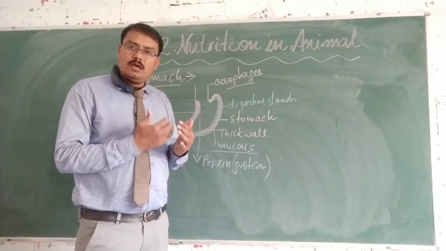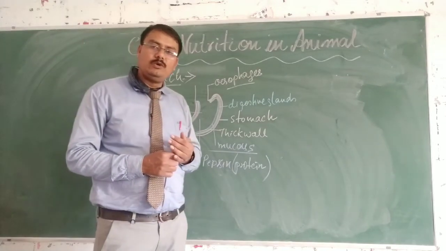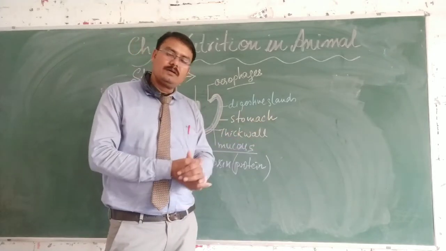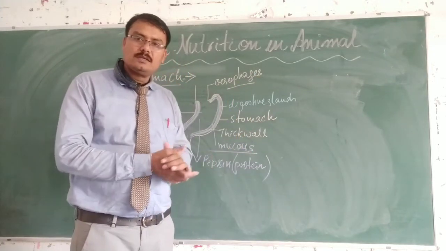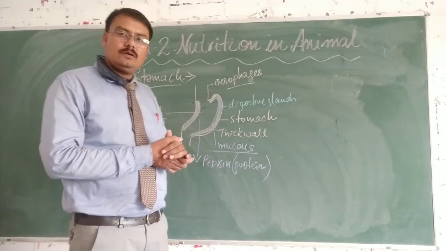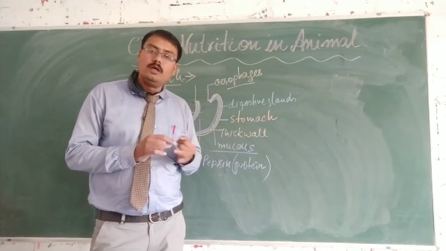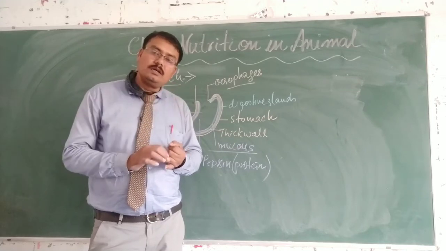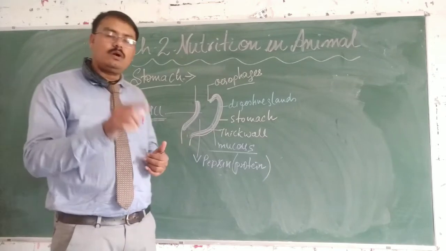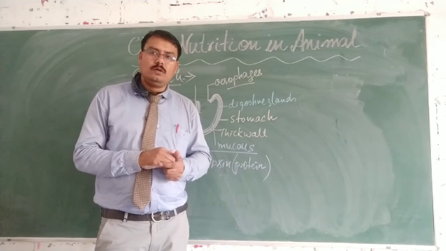Okay. So today, students, I have explained to you about the teeth, the various types of teeth, the tongue, the esophagus, and the stomach. I have made 4 different diagrams here: the diagrams of the teeth, the tongue, the esophagus, and the stomach.